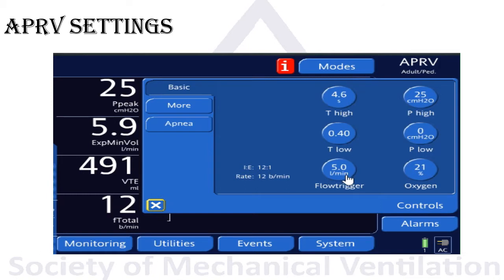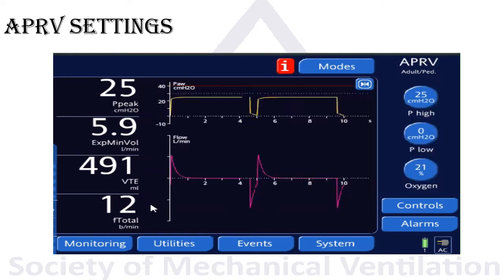Of course, you set the flow trigger and the oxygen. Some other ventilators have the option of pressure support, which you dial on top of the spontaneous breath. It only happens in the spontaneous breathing.